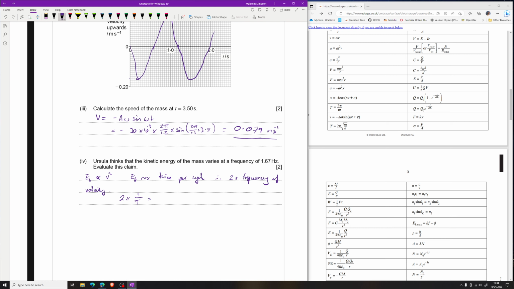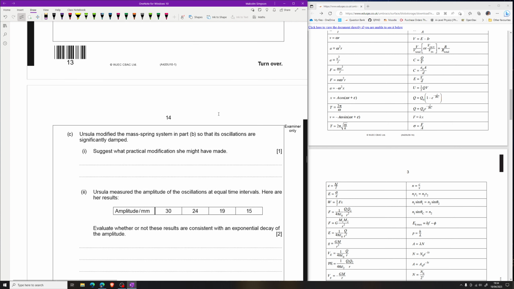So 2 over 1.2, and 2 over 1.2 is 1.67. I shouldn't have needed a calculator for that, should I? Yeah, so she is correct. Okay. No, there's more.